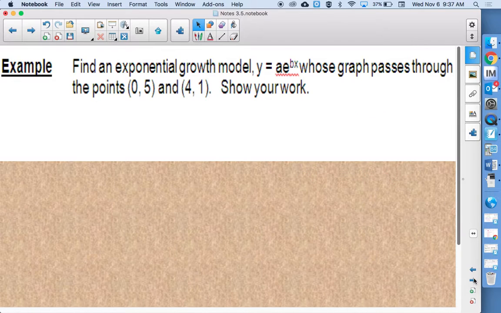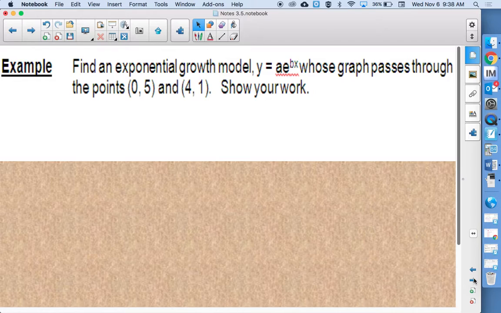So the third example on here is a little different because it's asking you to find an exponential growth model, and they give you the form of the equation for exponential growth, and that's this one here. So it's growing, it's increasing. This is what my graph would look like. So it says we have y equals a times e to the bx. So this one happened to be y equals 5 to the x, but similar.